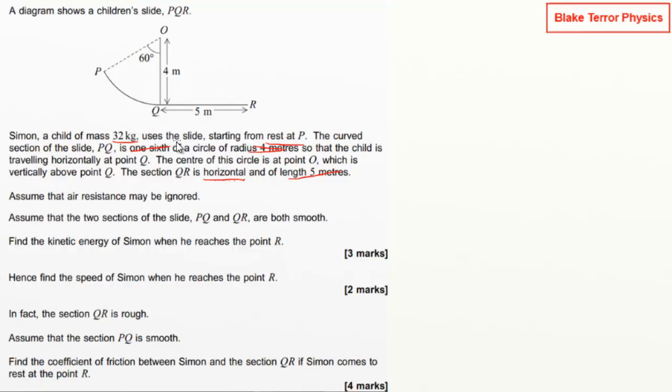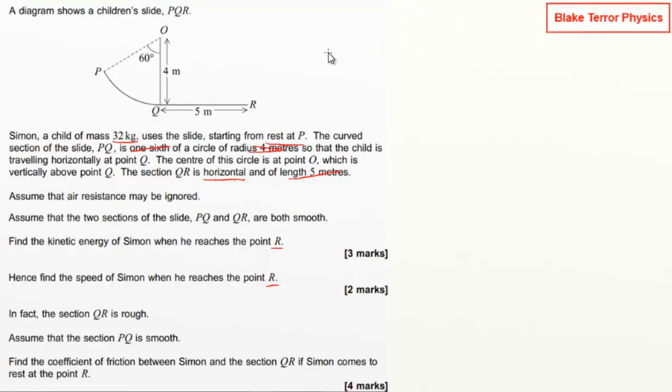Now from Q to R, the fact that QR is both smooth, so there's no friction there, so you've got no force doing any work from the frictional point of view, and horizontal, which means there's no gravitational work done either. So there's no work done at all between Q and R. So we're going to have no energy transfer between Q and R. So whatever the energy situation is at Q is going to be the same at R. So although they've asked us to find out these things at point R in the first two parts of the question, they could equally have said Q there, because there's nothing really happening between Q and R.